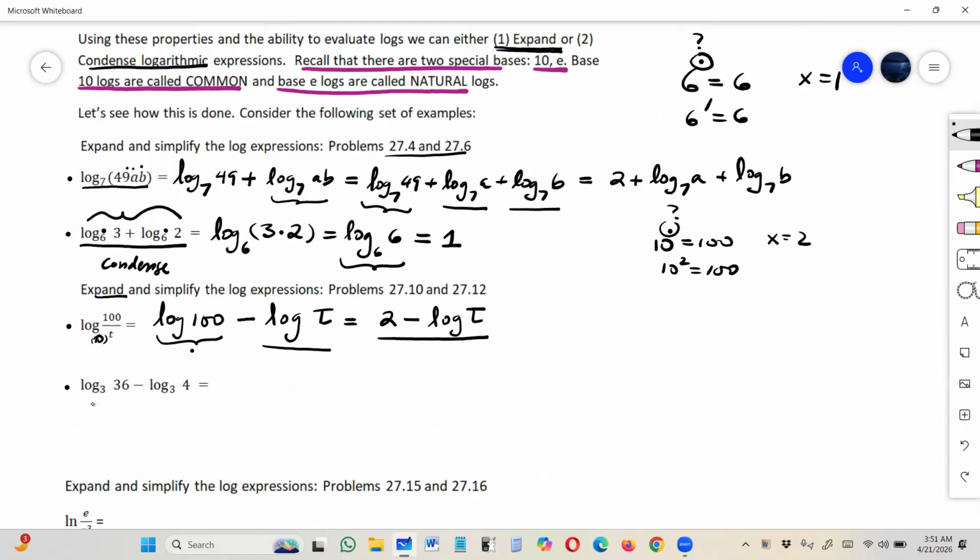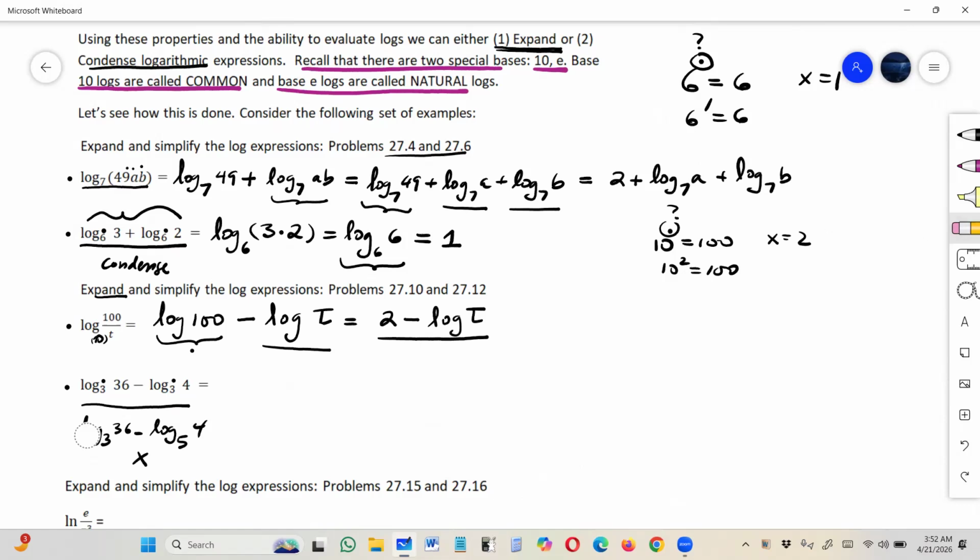Now, the next case, because I'm starting with two terms, I'm going to condense them. And remember, I can only do that if the bases are the same, which in this case they are. Well, Professor, but what if I had something like log base 3 of 36 minus log base 5 of 4? Then there's nothing you can do because the bases are different. There is something that you could do, and I'm going to show you at the end of this video, but using the properties of product, quotient, and power, nothing can be done.